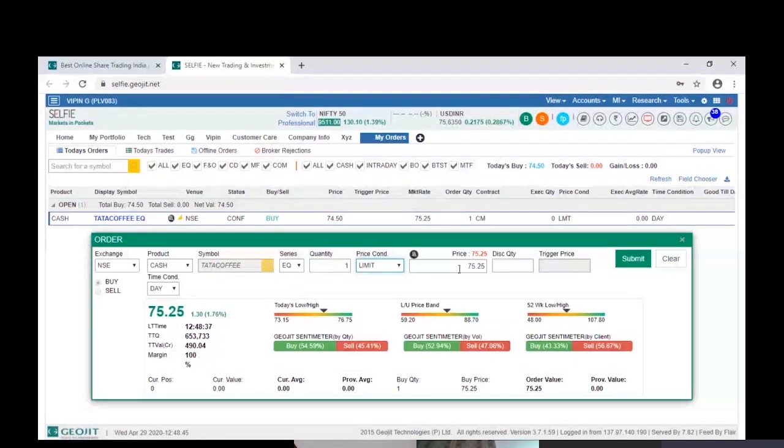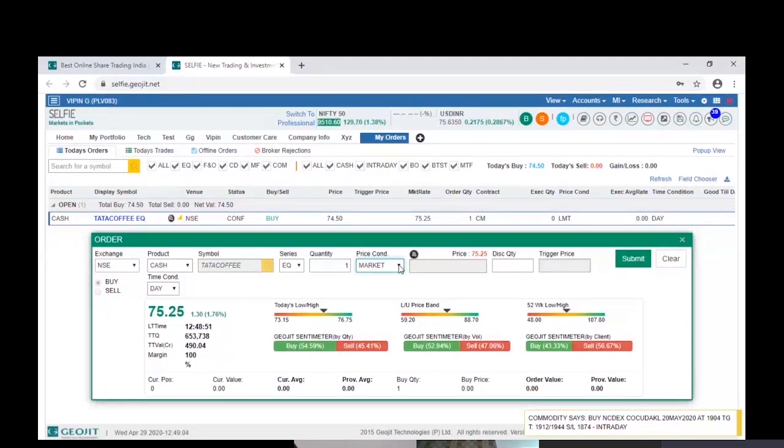Market order means that whatever rate is there in the market, the order will get executed at that rate. Right now it is 75.25, and at this rate it will get executed. There is another option wherein you can give a stop loss market order also. I will quote this stop loss market order with an example from our portfolio. This is the order window, and you can modify it from here.